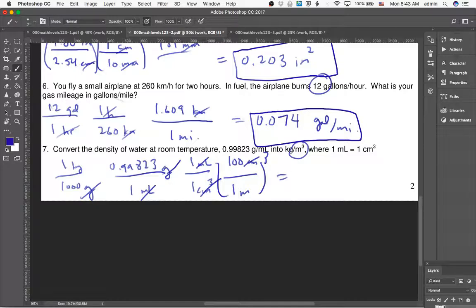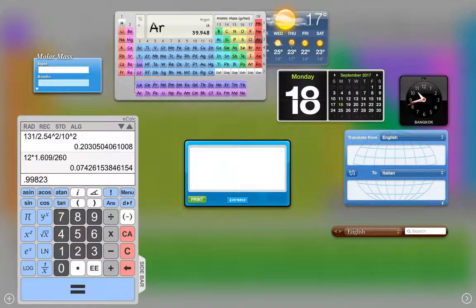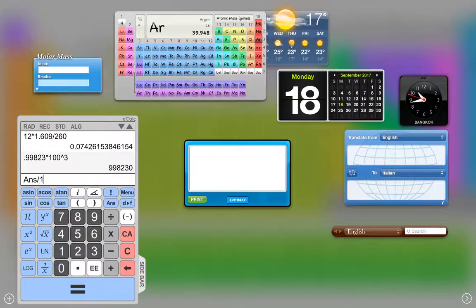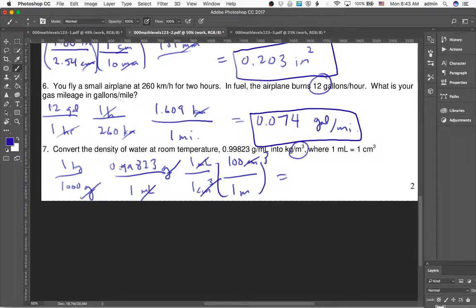That's good. So it's going to be 0.99823 times 100 cubed, divided by 1,000. That's 998. But there's only one measurement given. It has 5 significant figures, so I'm going to have to use all 5. 998.23 kilograms per cubic meter. That's great. Box my answer.